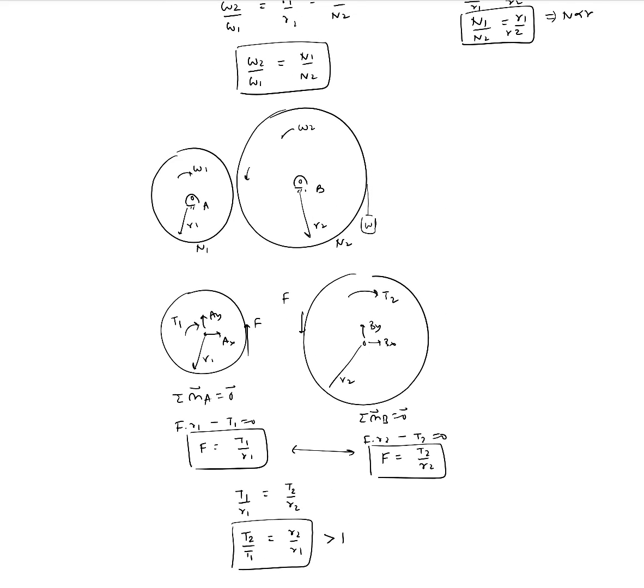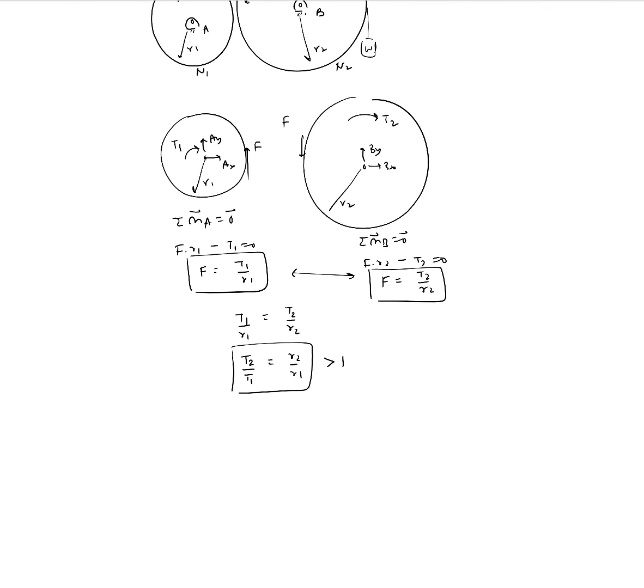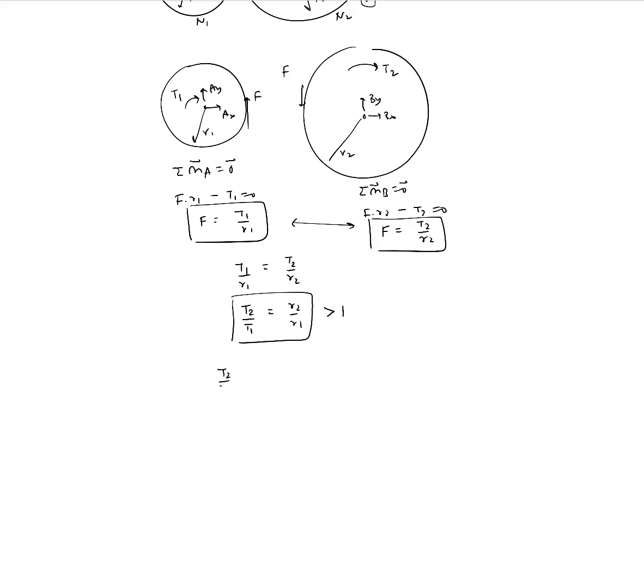Now we have omega 2 over omega 1 equal to R1 over R2. What I want to do is multiply these two and see what we get. So T2 divided by T1 times omega 2 divided by omega 1 is equal to R2 divided by R1 times R1 divided by R2, and these cancel and we get 1. So we get T2 omega 2 equal to T1 omega 1, which is nothing but the power input equal to power output, which is something that we expected.